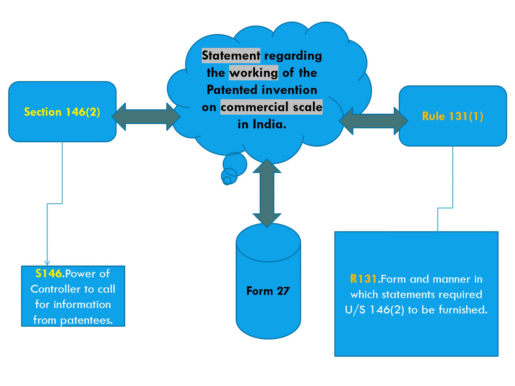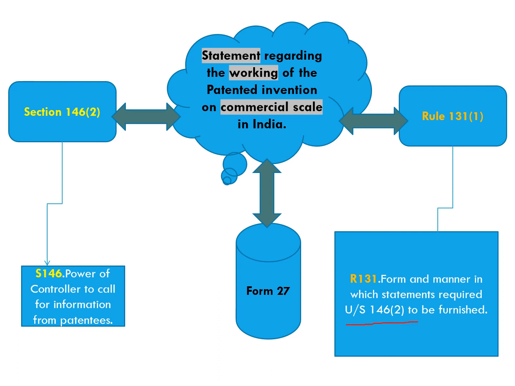The title is Statement Regarding the Working of the Patented Invention on Commercial Scale in India. Okay. Section is 146 subsection 2 and rule 131 subrule 1. Section 146 says power of controller to call for information from patentees, and rule 131 says form and manner in which statements required under section 146 subsection 2 are to be furnished. So here you can see how they are linked, section 146 and rule 131.